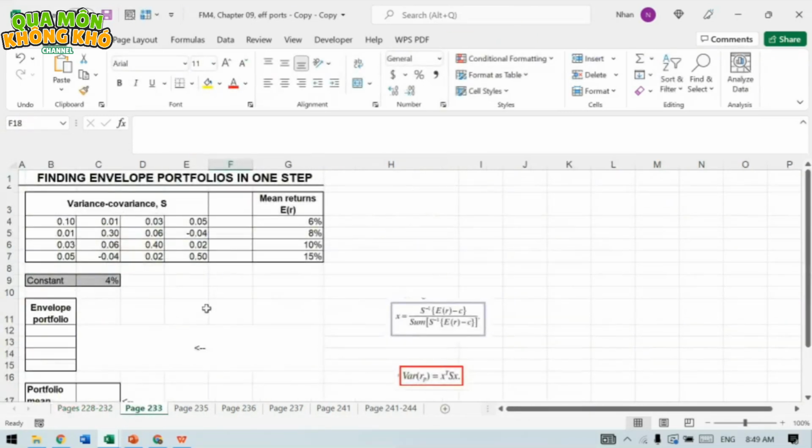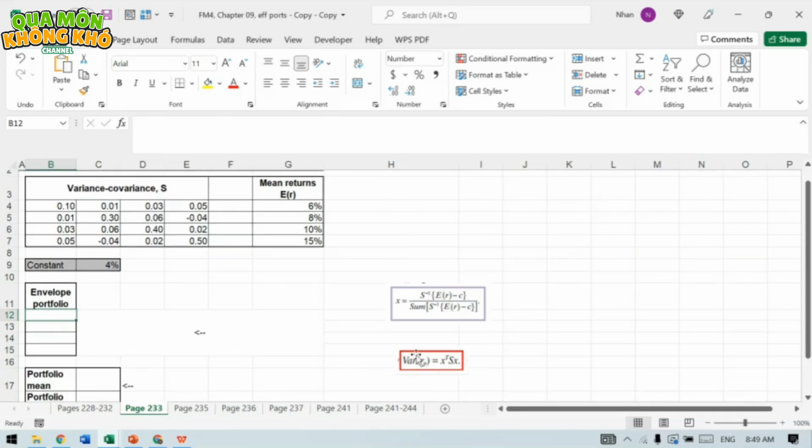And for finding the envelope portfolios in one step, it just combines the two steps in the first one and then has the formula here, and you can find it. It's a little complicated, but it's faster, I think.